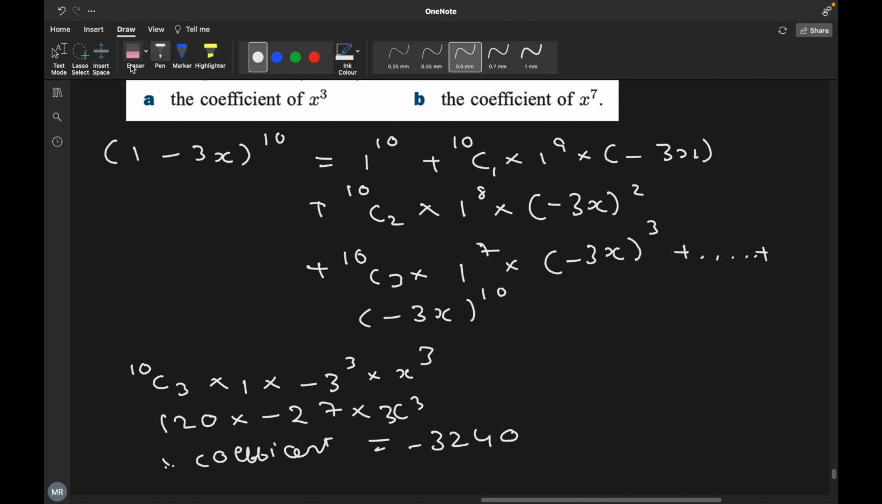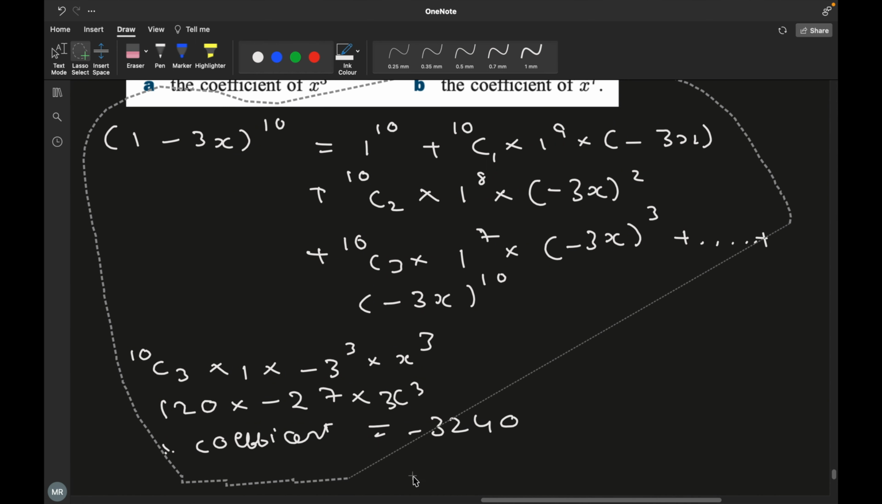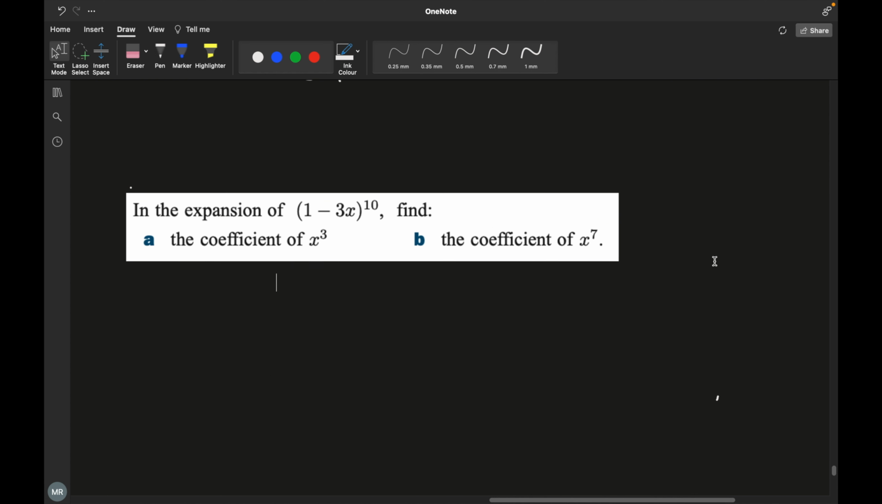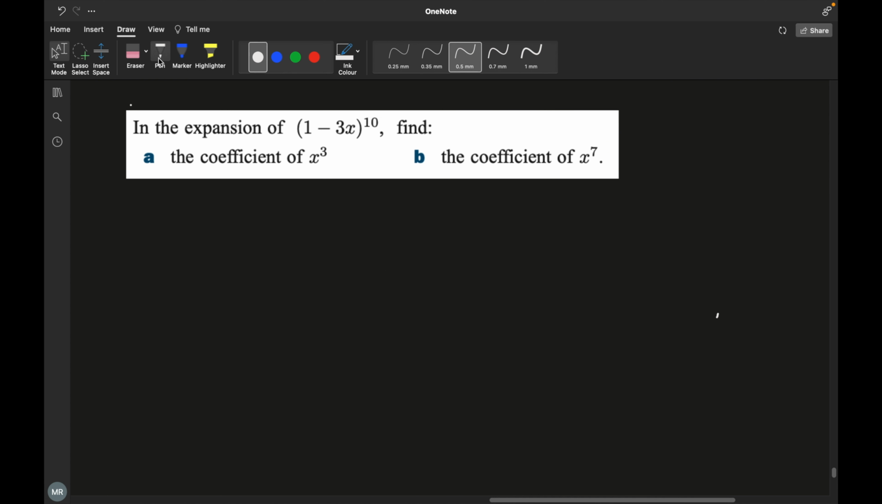Now let's solve the next one. We have the same one. But now, instead of doing 1 minus 3x, let's take this as (negative 3x plus 1). I'll tell you why this is more efficient.